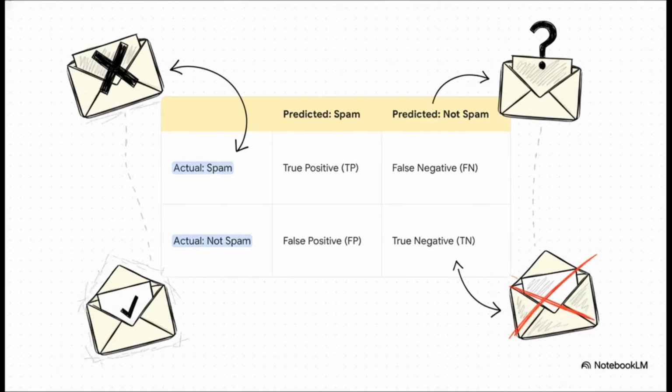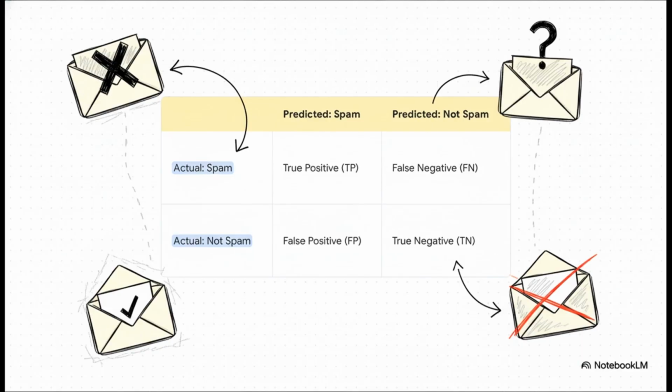It's called a confusion matrix, which sounds complicated, but it's not, I promise. It's just a simple chart that compares what the model predicted with what was actually true. So, a true positive? That's a home run. A spam email came in, and we correctly called it spam. A true negative? Another win. A good email came in, and we correctly left it alone.